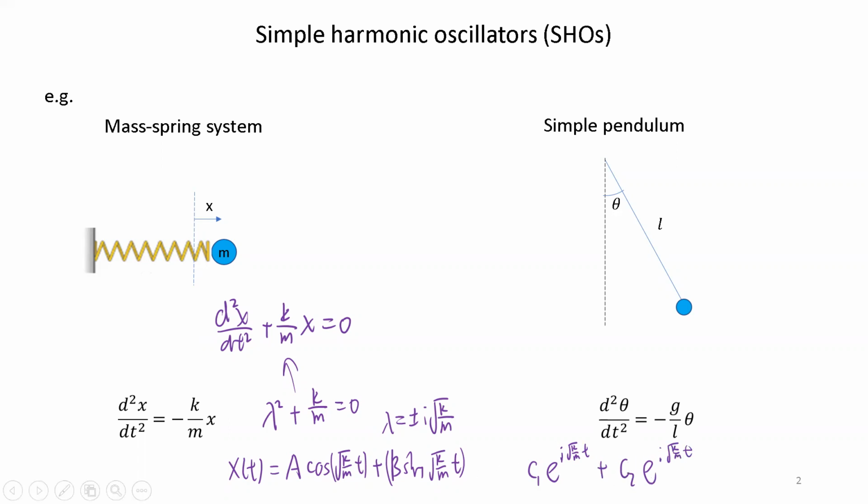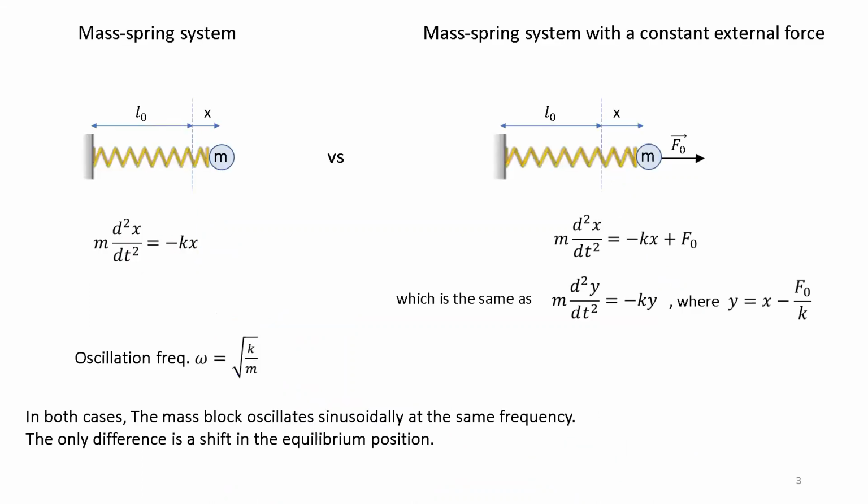So in this complex notation. Okay, and one more thing on the side. Just want to remind you, and then we'll get into what a coupled oscillator is. If I have this mass spring system, this is what we had just now. What if we have a mass spring system with a constant external force?